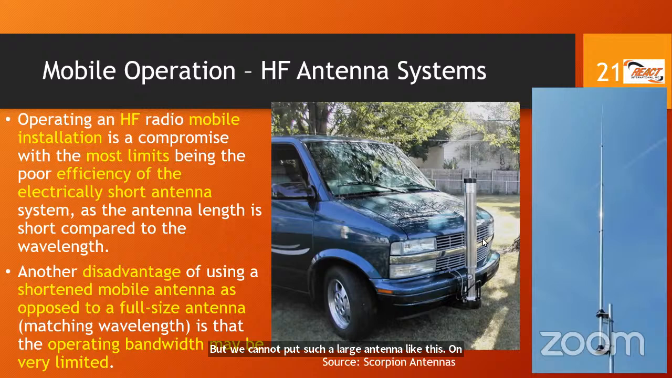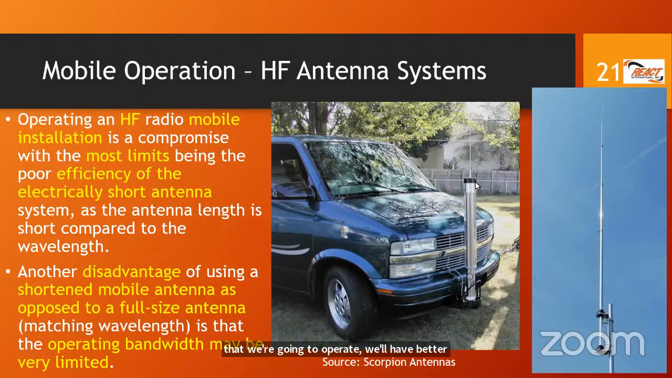So we have to have a compact version of an antenna when we're doing mobile HF installation. So yes, we can operate HF on our vehicle, and we may have a compact version of an antenna. And that tends to be a bit of a compromise. When we have a full-scale or full-size antenna closer to the wavelength of the frequency that we're going to operate, we'll have better efficiency, maximum signal transfer.